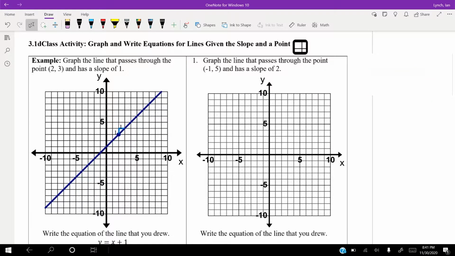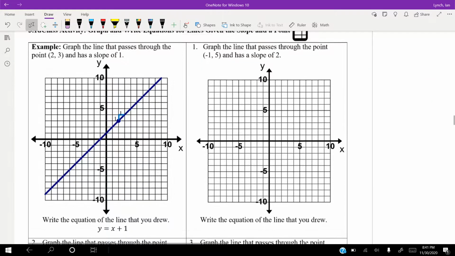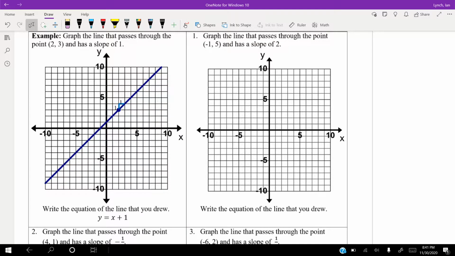Now, there are two ways to do this here. There's the way that they're showing us with the graph, and there's another way using pure math. I'm going to show you guys both, and then I'm going to alternate, okay? So we can look here, and they're given a slope of 1 and a point of 2, 3. So they graph the point, use the slope to find the next point, and then draw the line so they can get the equation. Easy enough, right?